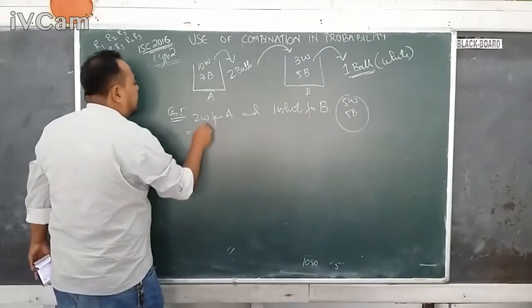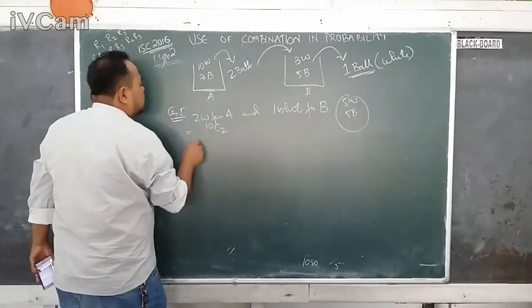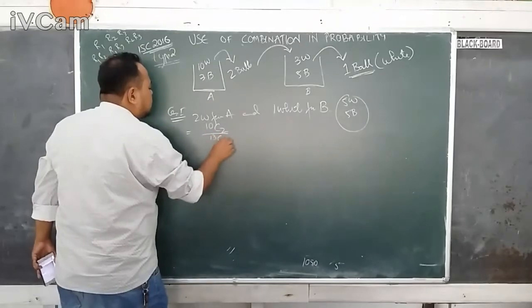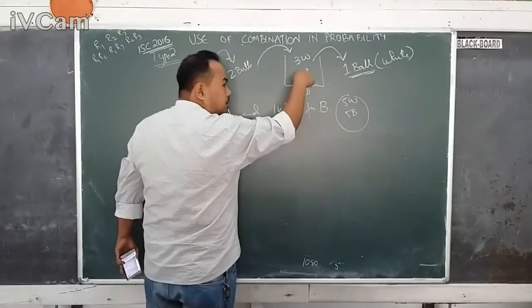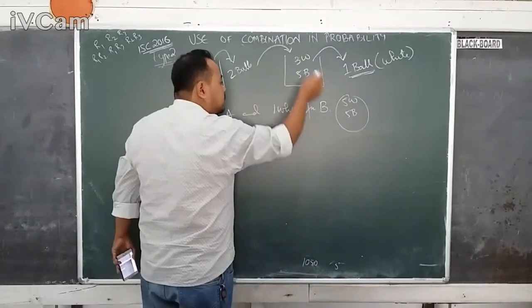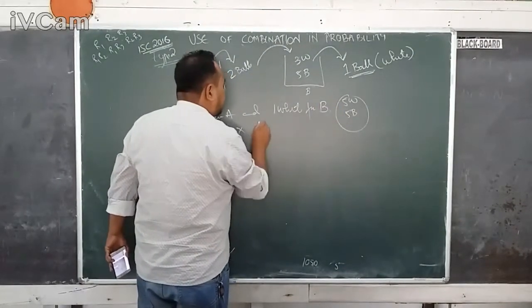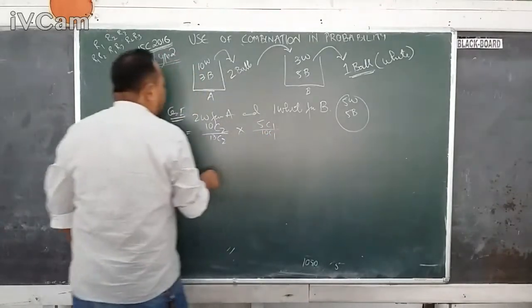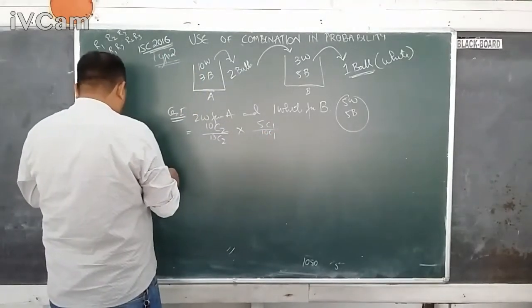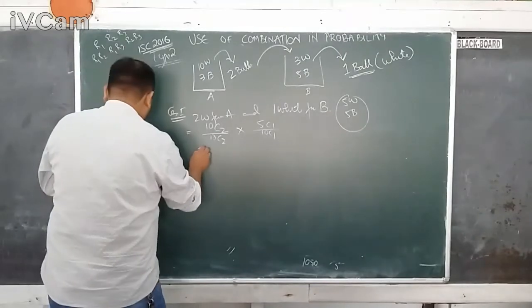How many whites were there? 10. So out of 10, you have to choose 2. Total is what? 13C2, and into 1 white from B. Not this, because the number of balls has changed from here. So how many whites are there? 5. So it's going to be 5C1 divided by total is 10C1. You put the value and you will get the required.